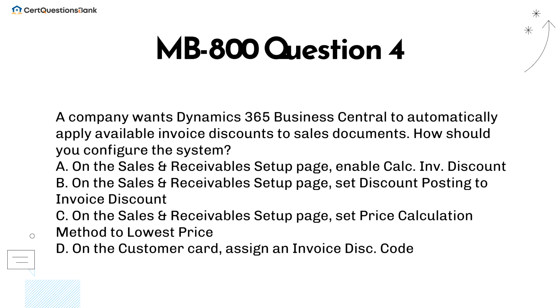A company wants Dynamics 365 Business Central to automatically apply available invoice discounts to sales documents. How should you configure the system? A. On the Sales and Receivables Setup page, enable Calc. INV. Discount. B. On the Sales and Receivables Setup page, set discount posting to invoice discount. C. On the Sales and Receivables Setup page, set price calculation method to lowest price. D. On the customer card, assign an invoice disc code.